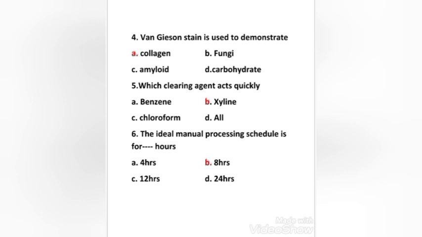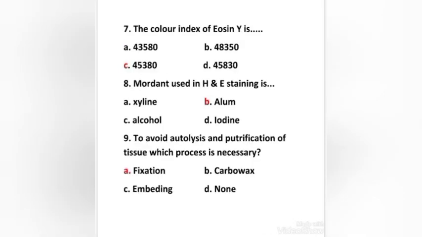Next question. The ideal manual processing schedule is for dash hours: 4 hours, 8 hours, 12 hours, 24 hours. The right answer is option B, 8 hours. Next question. The color index of eosin Y is 43580, 48350, 45380, 45830. Right answer is option C, 45380.